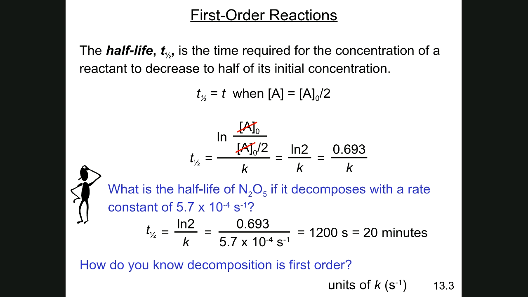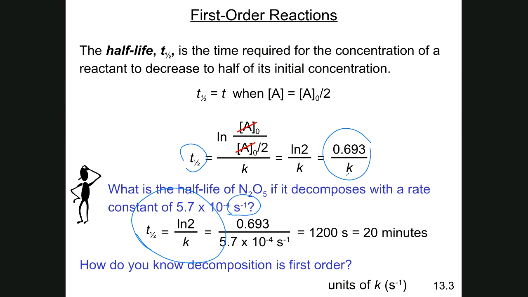Half-time for the reaction: if it's a first order, then the half-time has a simple formula, T half equals 0.693 divided by K. As long as the value for K is given, we can do the calculation for half-time. And also, if the value for K is given and is per second, that means it's a first order reaction.